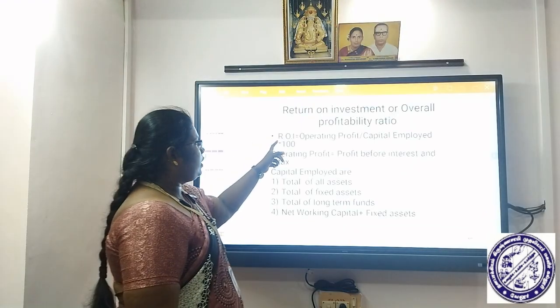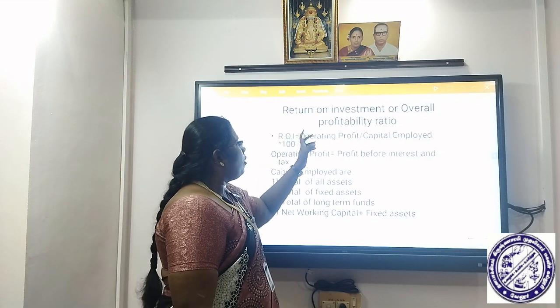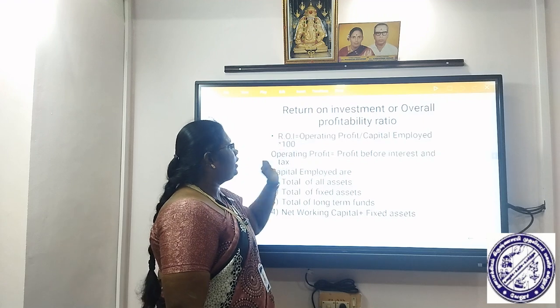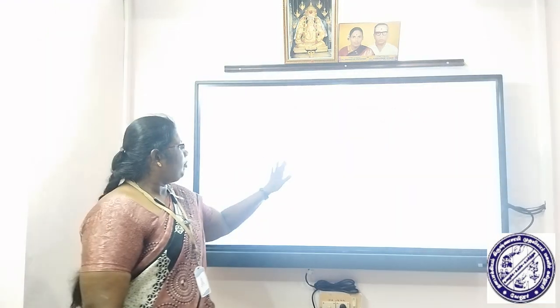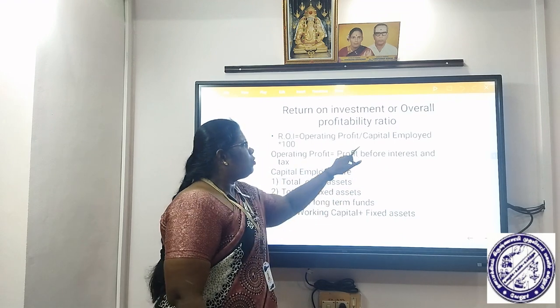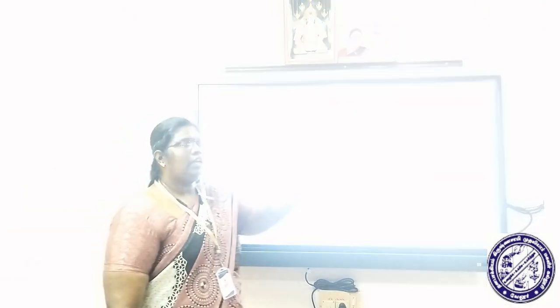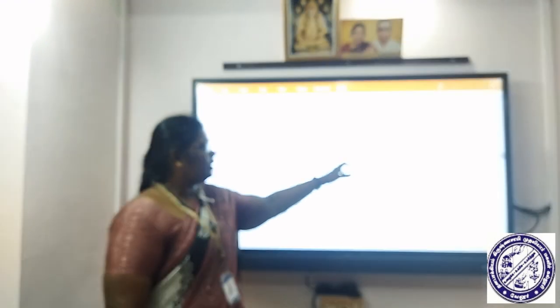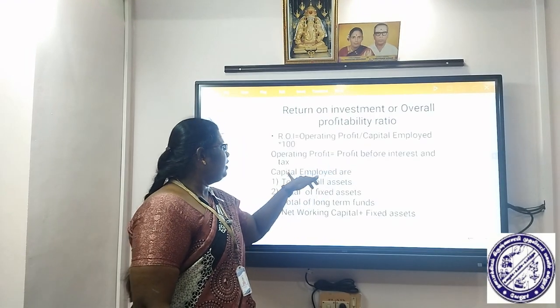The formula for return on investment is operating profit divided by capital employed into 100. How to calculate operating profit? Operating profit is equal to profit before interest and tax. So what is interest, what is tax? In business, you earn the profit, and interest has to be given to the shareholders, and also you have to pay the tax. Afterwards, what remains is your profit, that is profit before interest and tax.